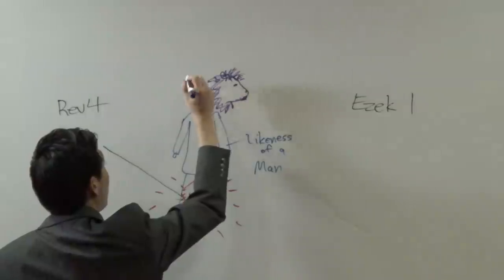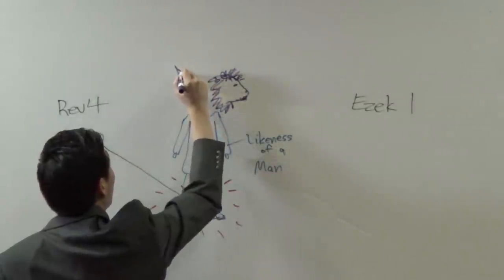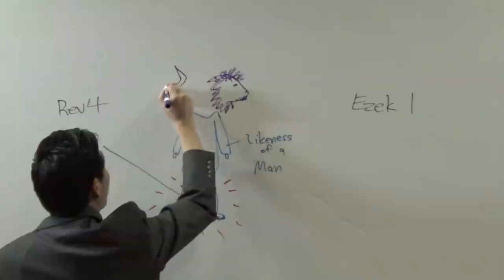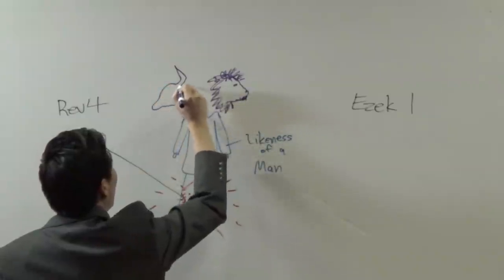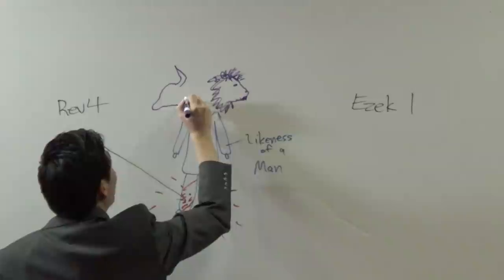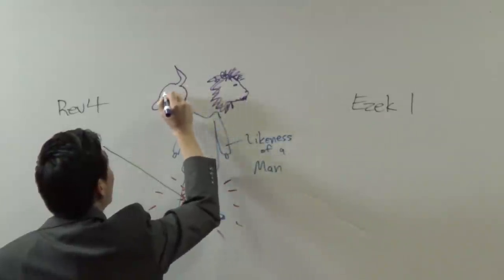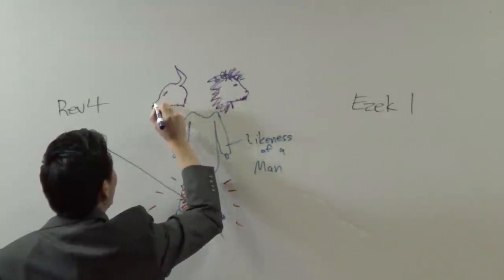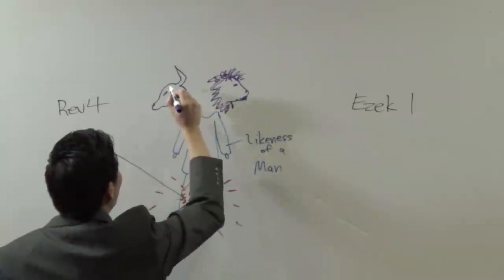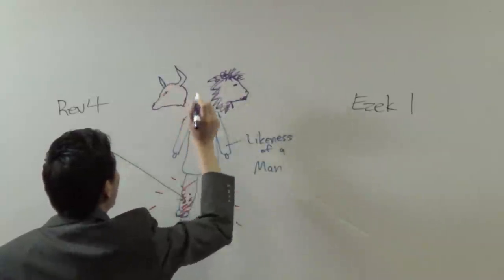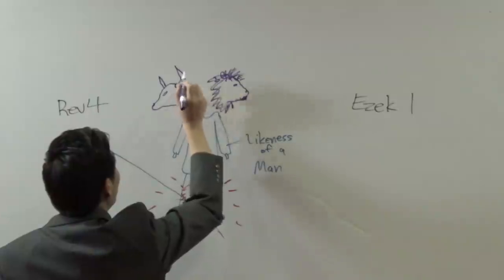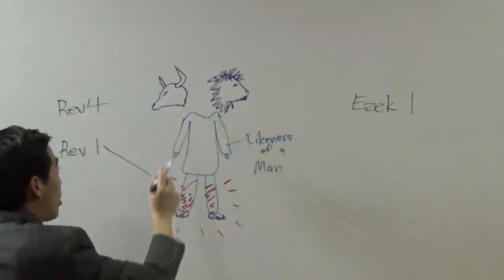Now this is just a separate teaching, but remember I talked about Satan being the ox right here? So it shows that he's never on the right, which is kind of interesting. So it could show right here that he's never on the right. That can be very interesting. So we see the ox on the left.